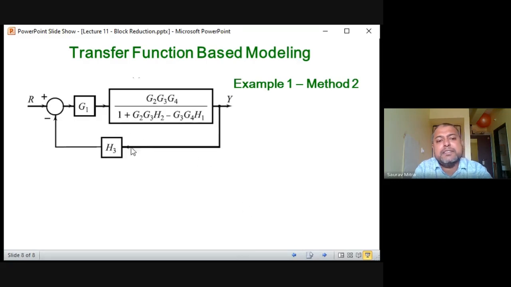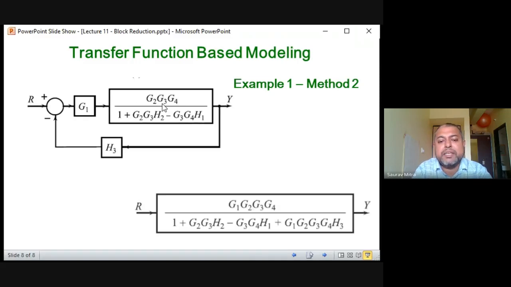Then last, this is H3, so if you multiply this, that is G1, G2, G3, G4 divided by 1 plus G2, G3, H2 minus G3, G4, H1. This now becomes G, the forward path gain, so this whole thing is at the numerator, divided by 1 plus. Why 1 plus? Because of the minus sign: 1 plus G1 into H3 into this. That comes in the denominator. If you solve it, you will find that R is equal to G1, G2, G3, G4 divided by 1 plus G2, G3, G4 minus G3, G4, H1 plus G1, G2, G3, G4, H3.